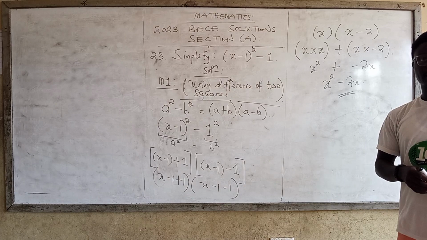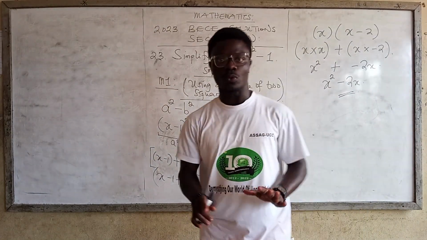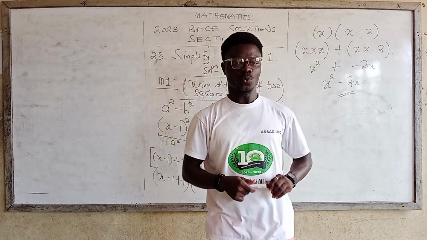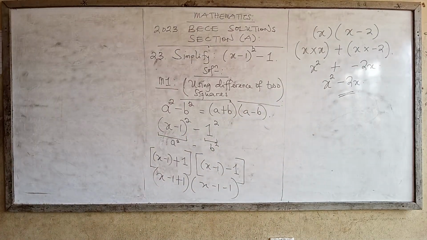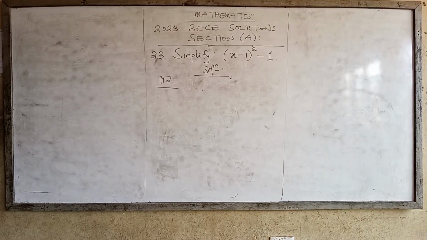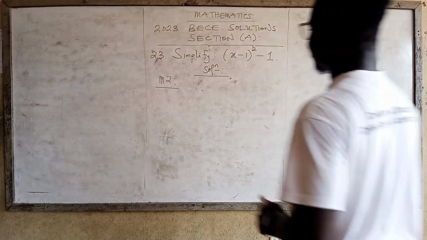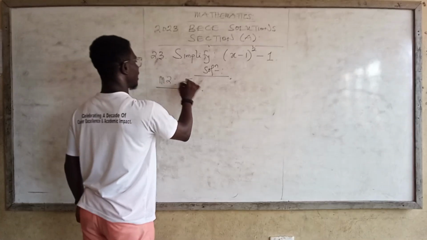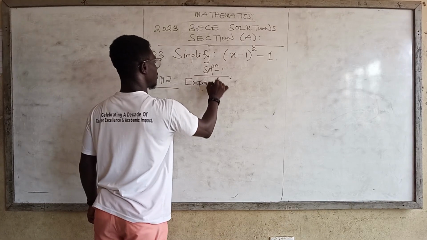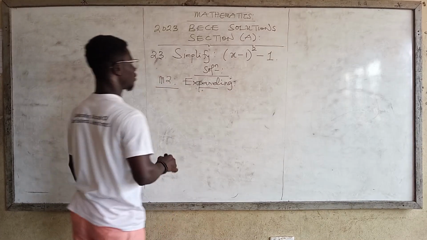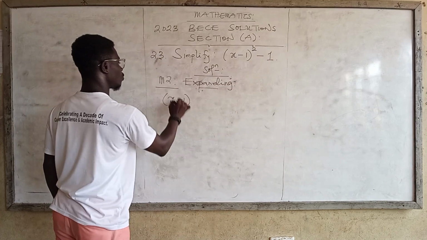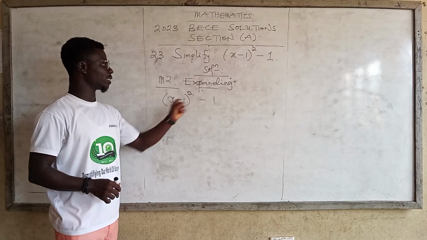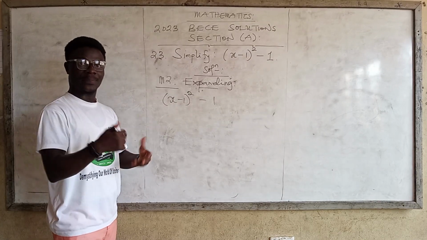So that's method 1, which is very, very simple and very, very trivial. Let's see method 2. All right. So method 2 will be expanding. So expanding, I have x minus 1 squared minus 1. So x minus 1 all squared, this squared is affecting the bracket, which means it appears 2 times.